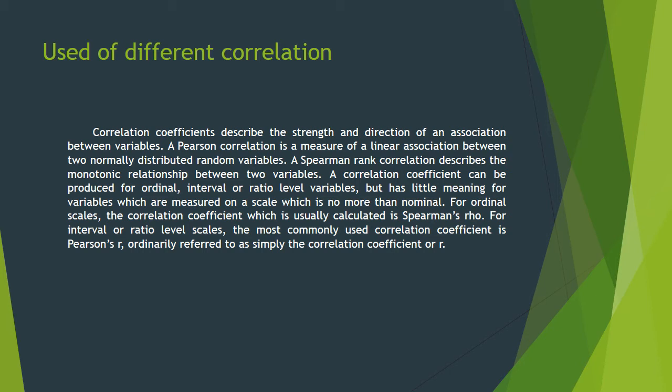For ordinal scale, the correlation coefficient which is usually calculated is the Spearman correlation coefficient. For interval and ratio scale, the commonly used correlation coefficient is Pearson, ordinarily referred to simply as the correlation coefficient r.